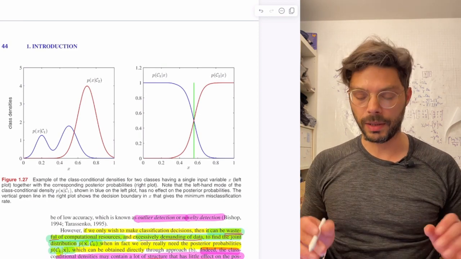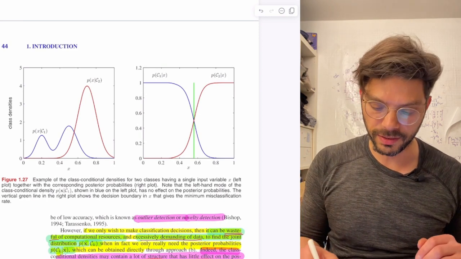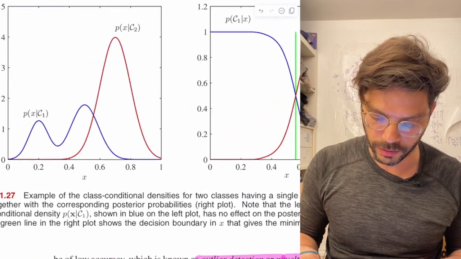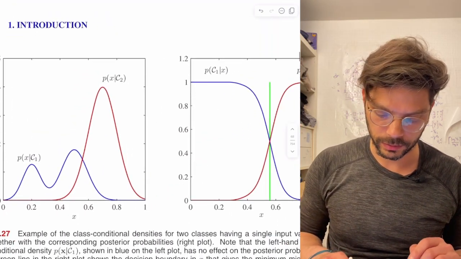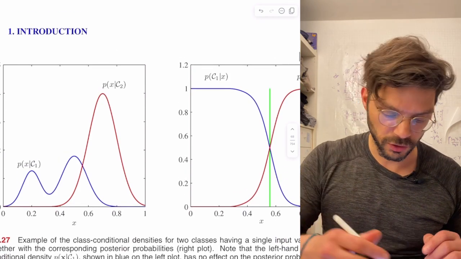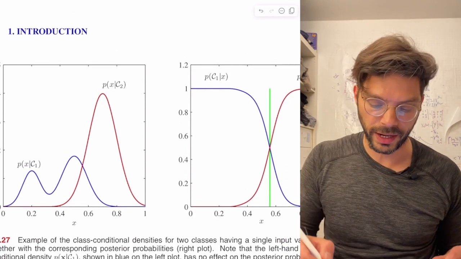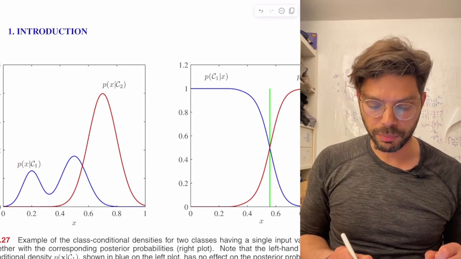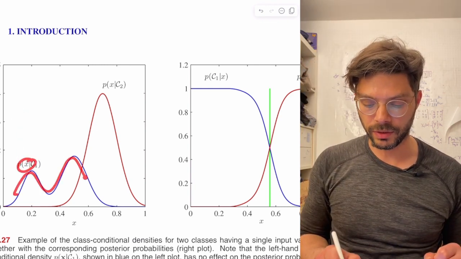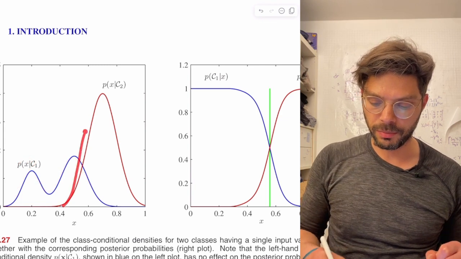So let's talk about what that means. So here is a setting. So let's zoom in a bit more. These are just the class densities. We don't need to know what the y-axis is. These are just the class densities here. So here is the probability of the data point given one of the classes, and the probability of the data point given the other class.